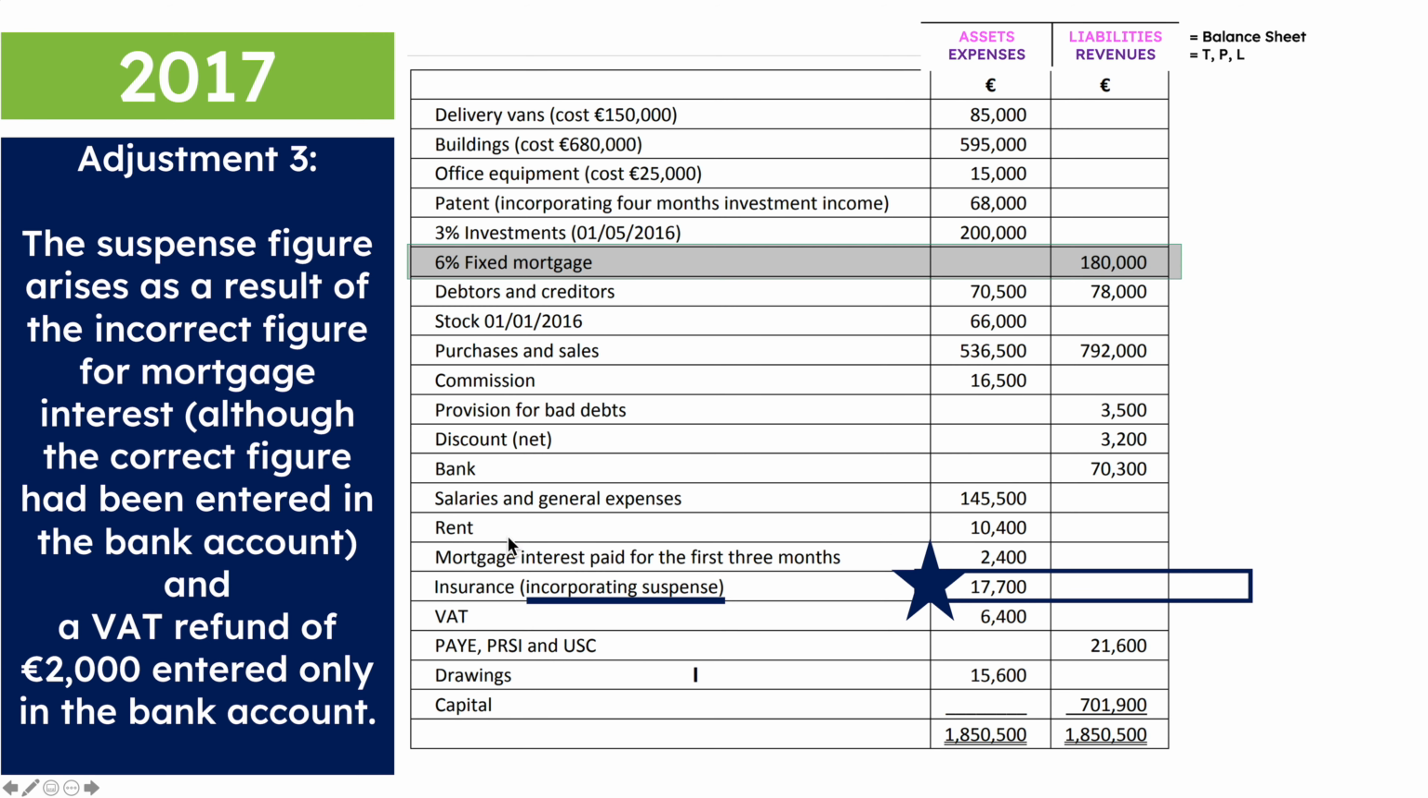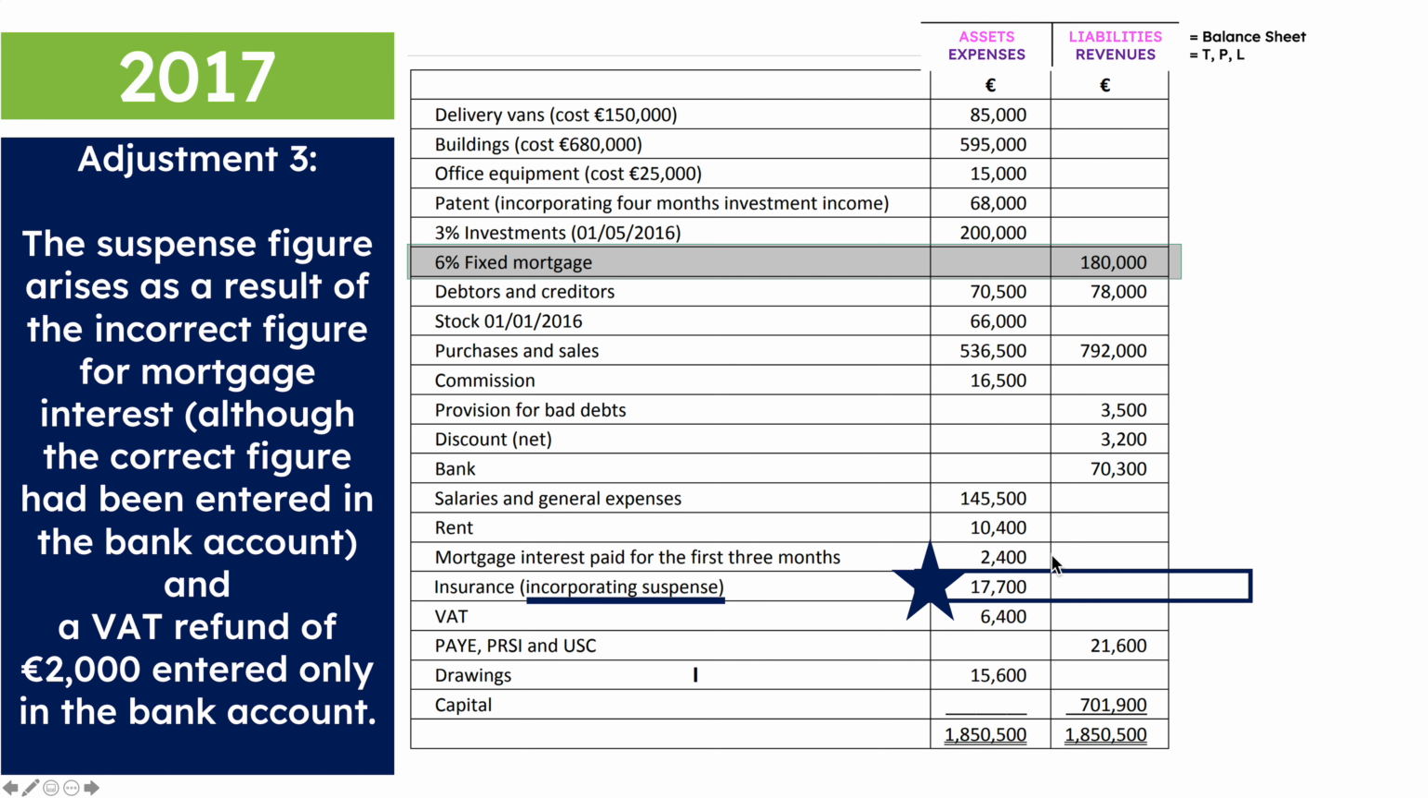Now, then we have 2017. This one here was answered quite poorly. We'll see in a second why. So the suspense figure arises as a result of the incorrect figure for mortgage interest, although the correct figure had been entered in the bank account, and a VAT refund of €2,000 entered only in the bank account. Okay, so incorrect figure for mortgage interest. So this mortgage interest here is incorrect.